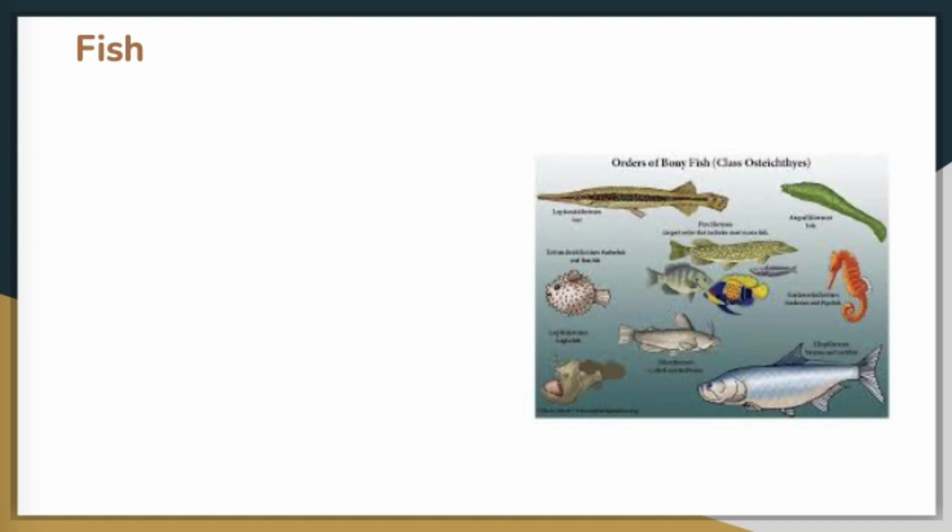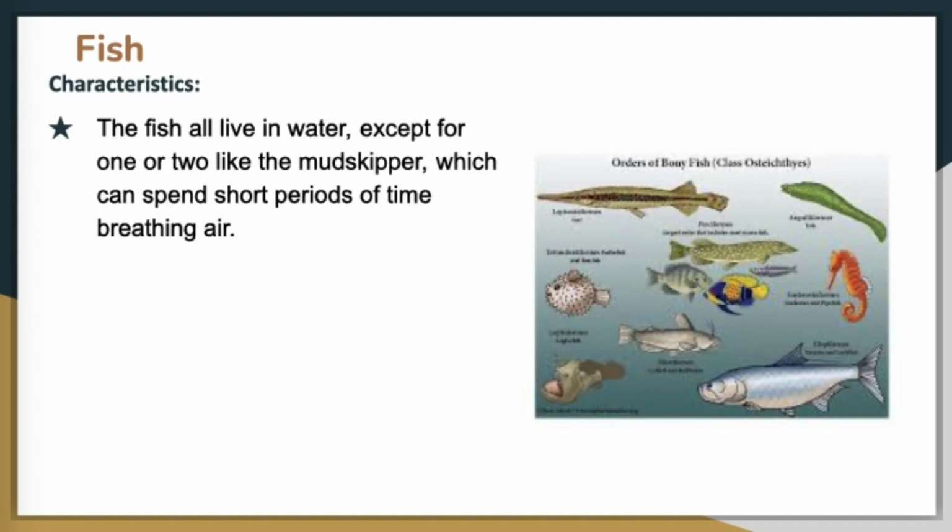Class fish. The characteristics of the fishes are that the fish all live in water, except for one or two, like the mudskipper, which can spend short periods of time breathing air. They have scaly skin and are vertebrates. They have gills and fins.